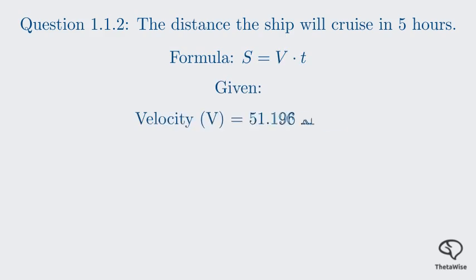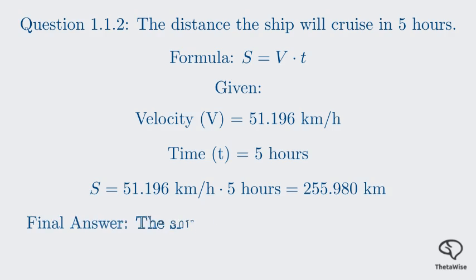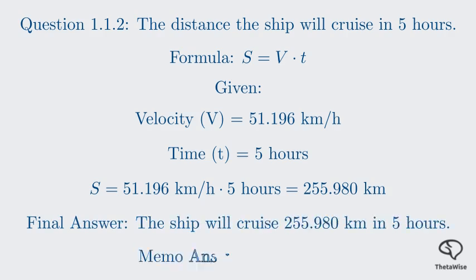Plugging in our values, the distance s is 51.16 km/h times 5 hours. This gives us 255.980 kilometers. So in 5 hours, the ship will cruise a distance of 255.980 kilometers. Let's compare this to the memo. Their answer of 255.835 kilometers is slightly different, again due to their slightly different resultant velocity value. Our calculation is consistent with the velocity we found.